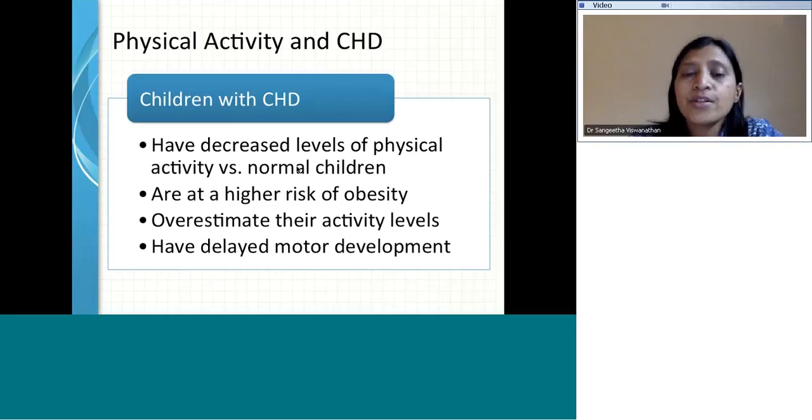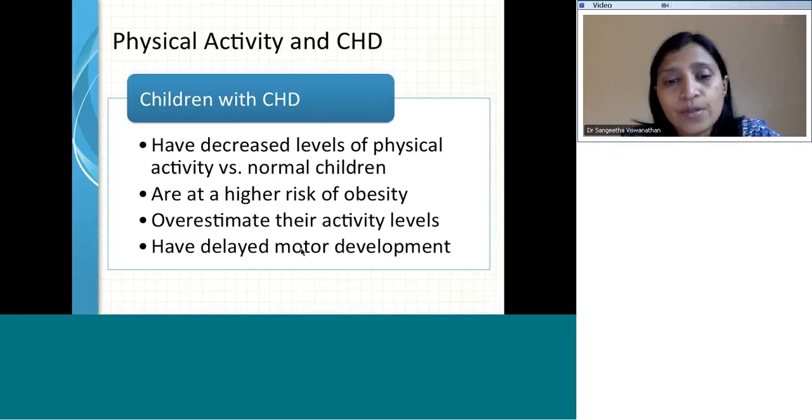Okay. In addition to all this, of course, a proportion of them will have either genetic problems or syndromic issues. And they can have delayed motor development, which further gets in the way of their physical activity.